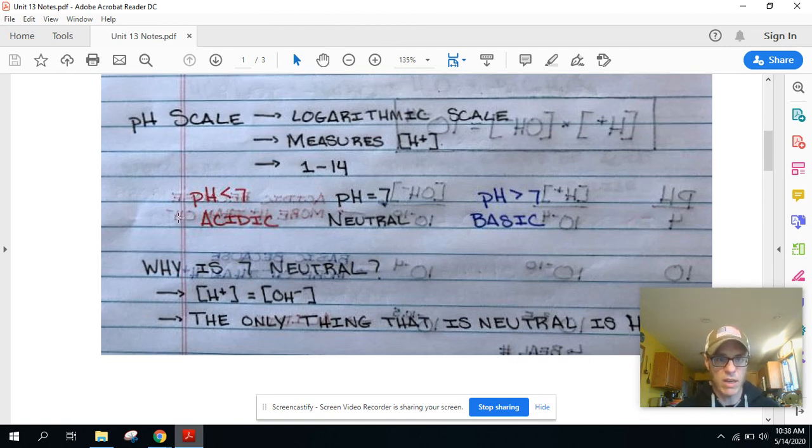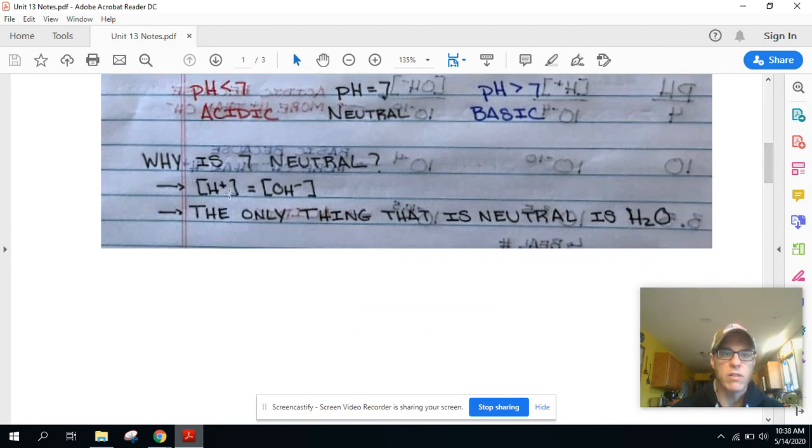So on the pH scale, acids have a pH that is less than 7. pH 7 is neutral, and then pH greater than 7, that's basic. All right, so that's just how we look at things. Why is 7 neutral? This is the important piece right here. It's because the concentration of H+ and the concentration of OH- are equal. That's what makes it neutral.